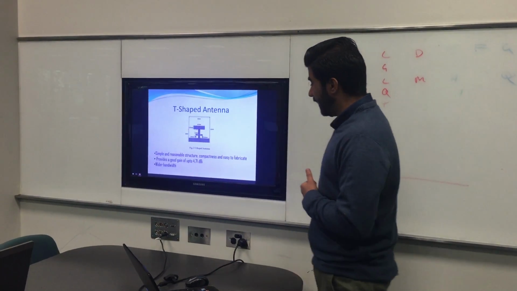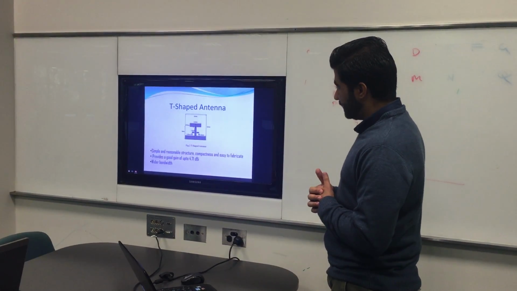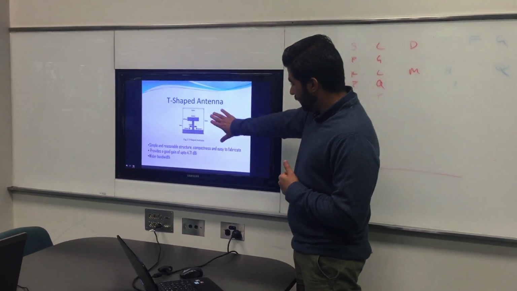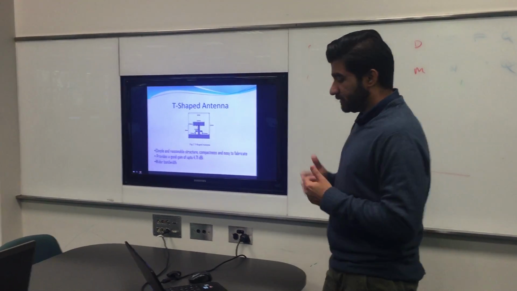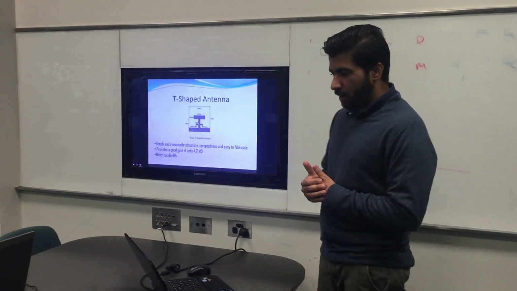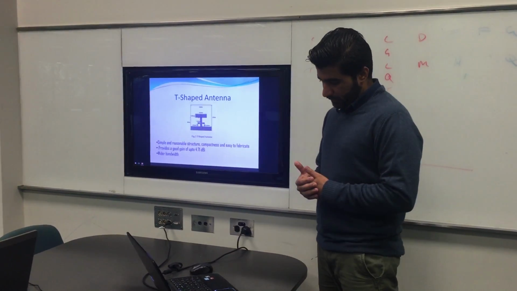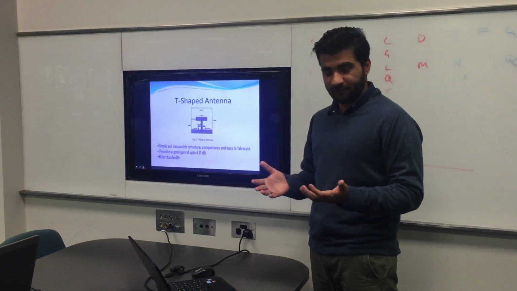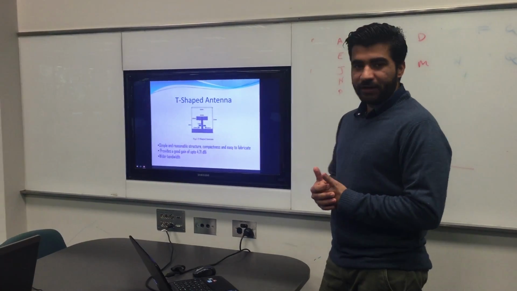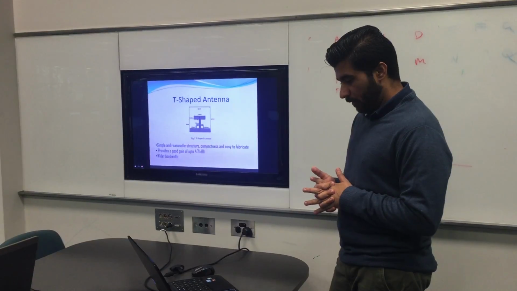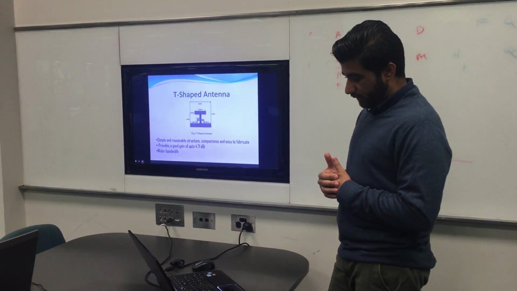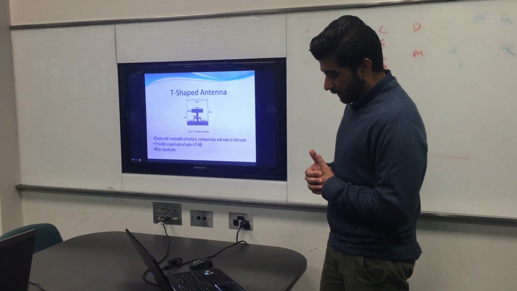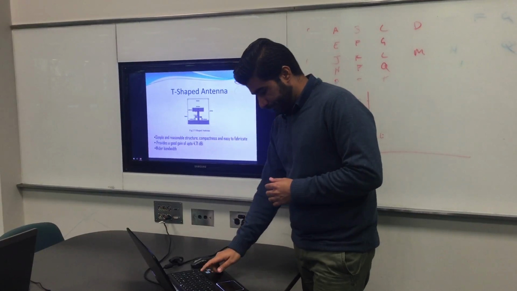The next one is a T-shaped antenna, which has the following configuration. It is a simple and flexible antenna, which has advantages such as compactness and being easy to fabricate. It provides a good gain of up to 4.71 dBi, and it has a wider bandwidth.